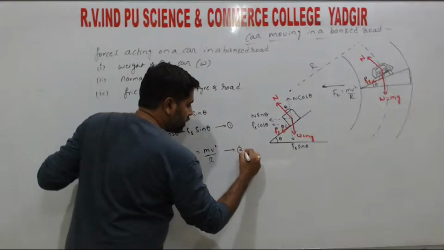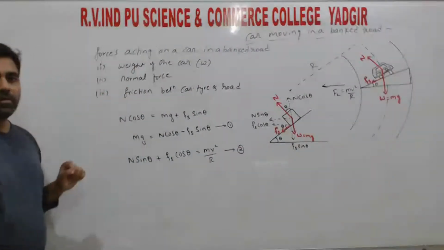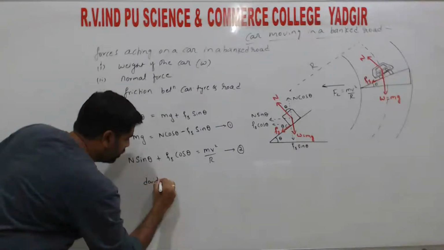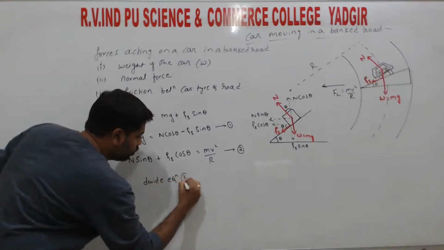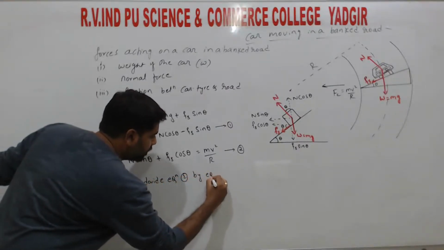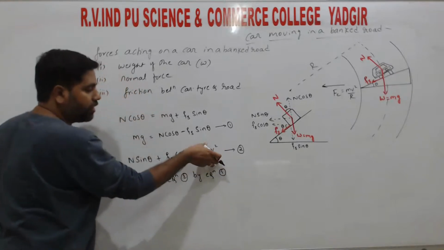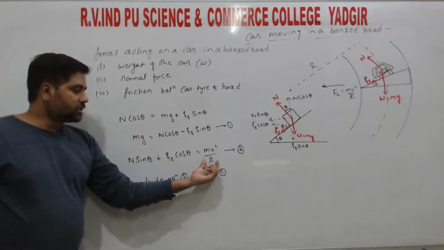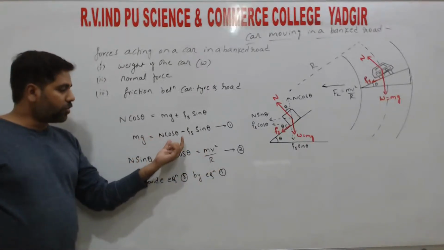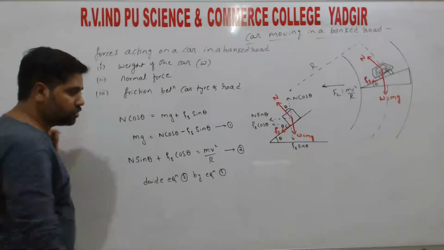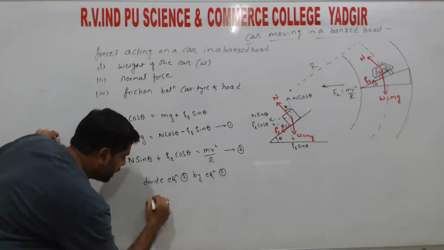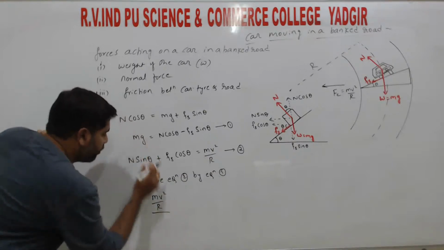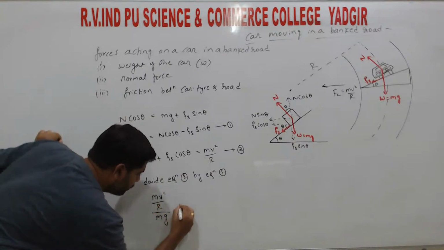That is the second equation, right? So now divide equation 2 by equation 1. That means the LHS term must be divided by the LHS term, and the RHS by the RHS. That means we take this one as mv square divided by r, whole divided by mg, right?